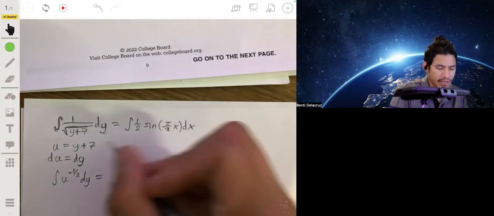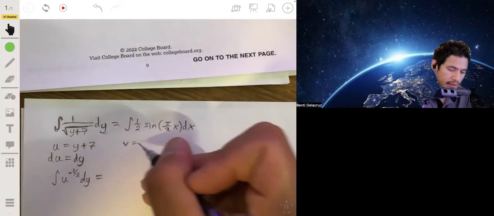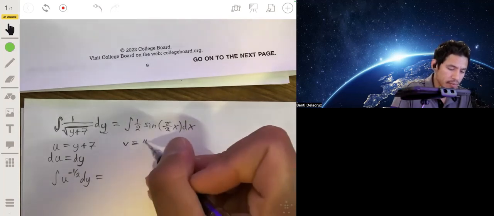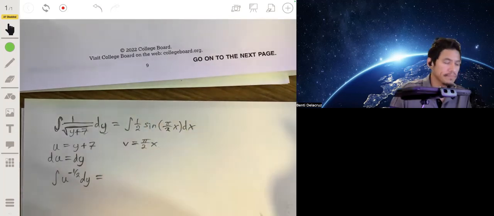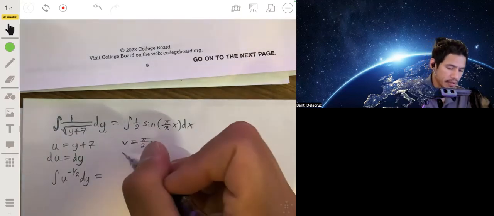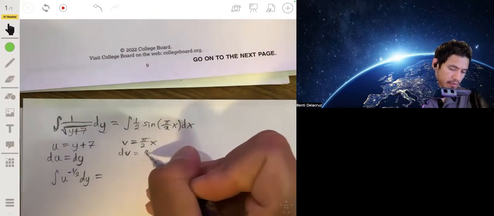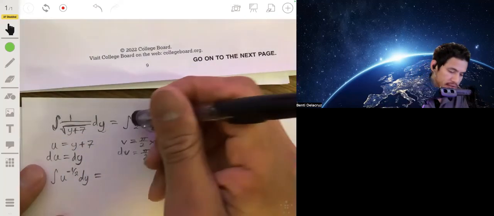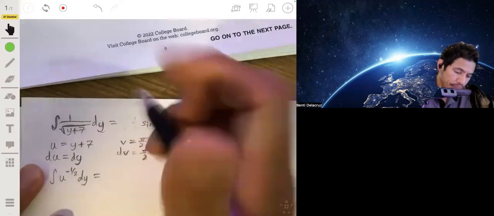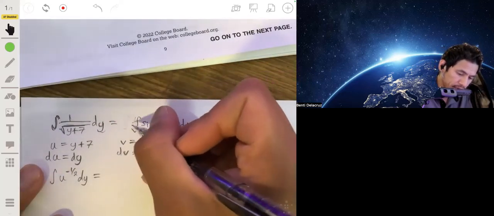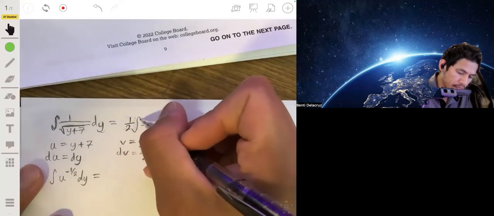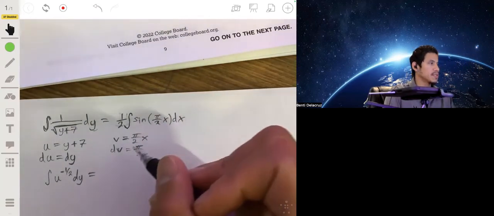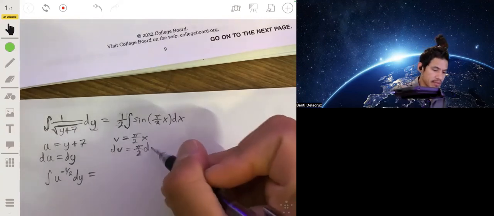Now on the right side, same idea, we'll just make a v substitution. The v will be pi over 2x, and then dv would have to be pi over 2. And let's just bring this 1/2 to the outside of the integral so we don't get it confused with the substitution method, just make our lives easier. So we have dv equal to pi over 2 times dx.